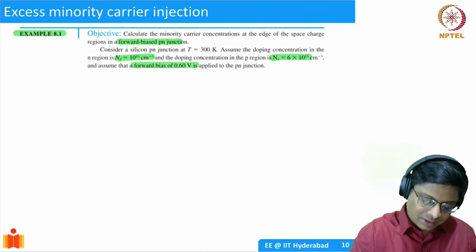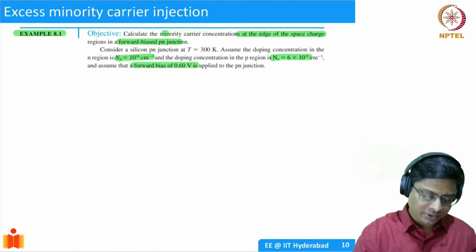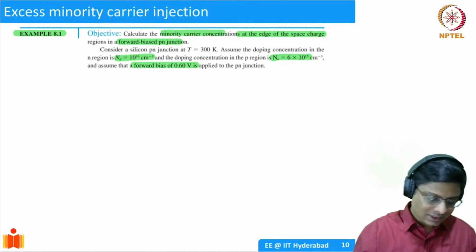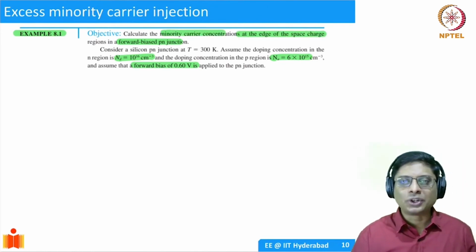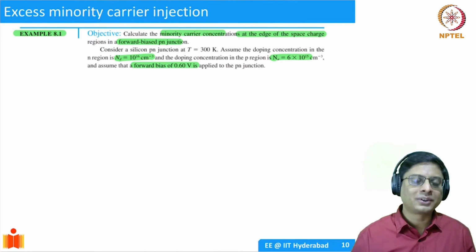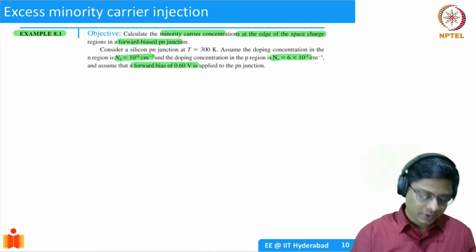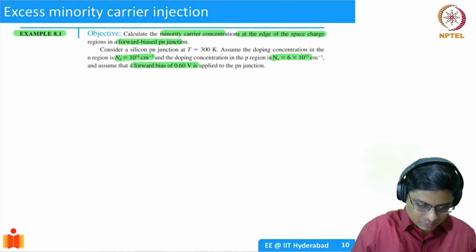And we are asked to calculate the minority carrier concentrations at the edge of the space charge region. Okay, minority carrier concentrations. So essentially, let's draw the diagram. I want you to practice it. I want you to be comfortable because every time you draw these diagrams, your concepts are going to become more and more clear.